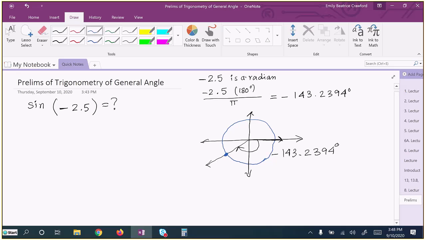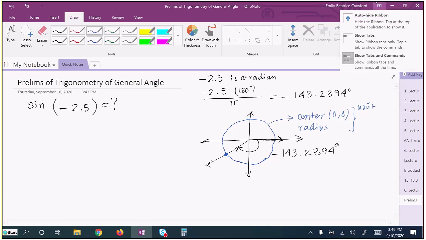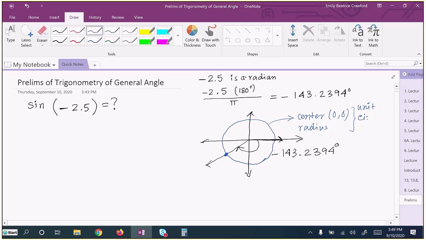It is going to cross the circle at a point. This point of intersection between the terminal side of the angle and the unit circle, the circle of radius 1, where the center of this circle is 0, 0, the origin. In future, we're going to refer to this circle by saying the word unit circle, and it will be understood that this circle is always centered at 0, 0. So this point of intersection is our reference point.